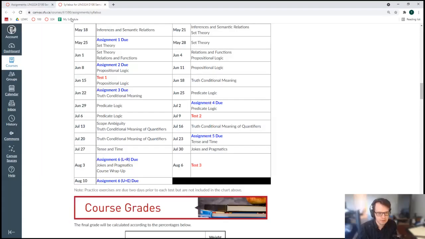Assignment 6 is also up, by the way. If you want some practice, the practice for the trees that you're seeing now is on the lecture page for truth conditional meaning of quantified sentences. But the learning and reinforcement questions related to this stuff are also available on assignment 6 if you do want to do those.